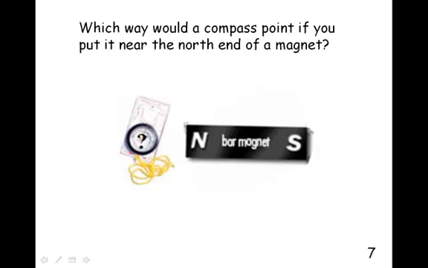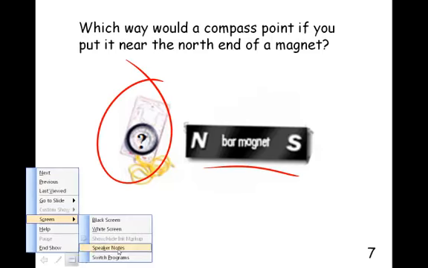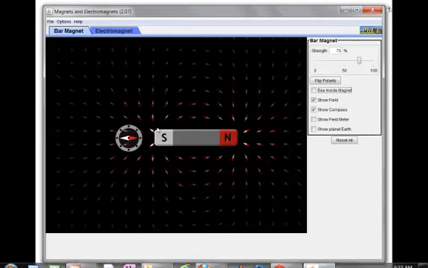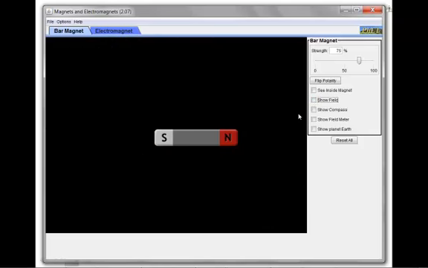Well, which way would a compass point if you put it near the north end of a magnet? So here's a compass. We're going to put it near the north end of this magnet. Which way would it point? Well, let's go into a little program here and see what would happen. So here's a magnet just sitting in space, and we don't even need to show the field. Let's now show the compass, and here's the compass, and we're going to hold it next to the north end, and it's pointing away.